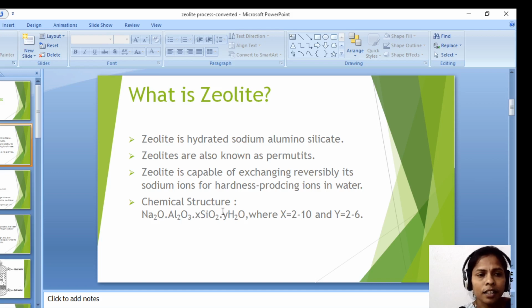The chemical formula of zeolite is Na2O.Al2O3.xSiO2.yH2O. Here x is 2 to 10 and y is 2 to 6. Yes, this is the general formula of zeolite or permutite.